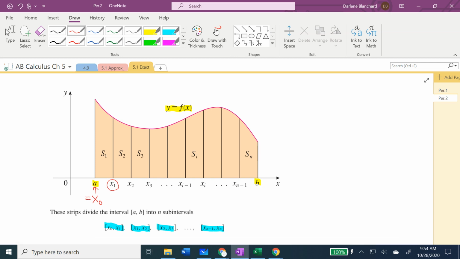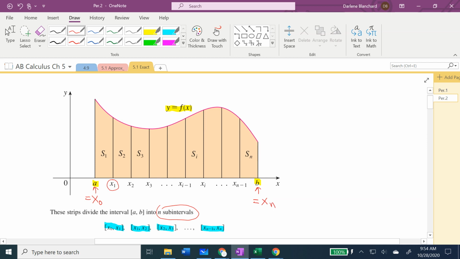And you need to understand that n is a specific unknown constant. N represents how many subintervals we cut this up into. And that means that B is specifically x sub n.